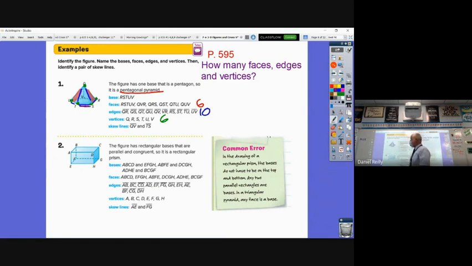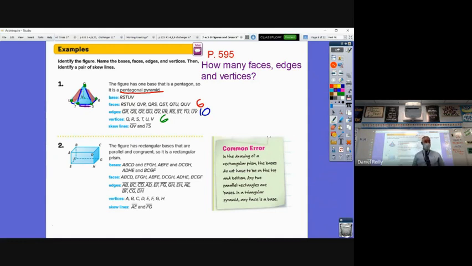RV is not skew with ST because they're in the same plane. Those 2 lines eventually would intersect way out here somewhere because they're coplanar. Okay, what's skew with ST? There are 3 choices.